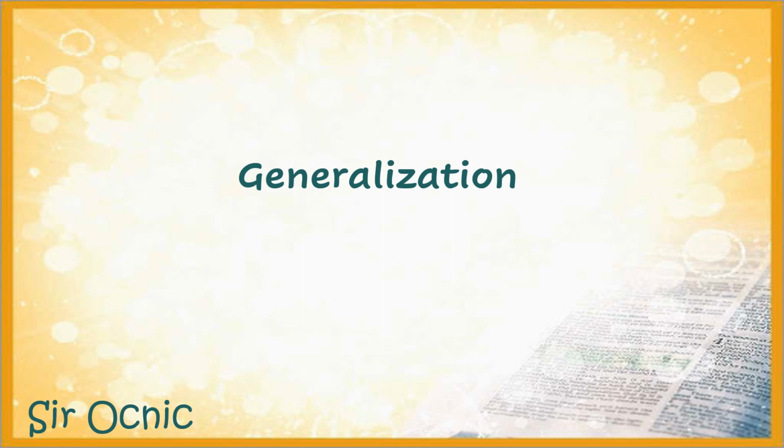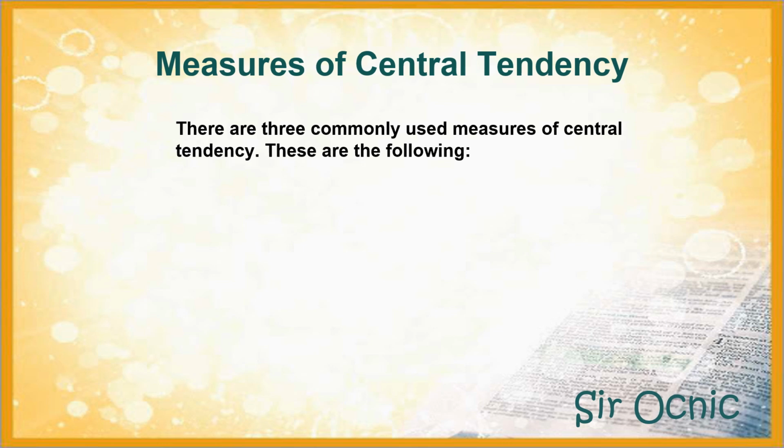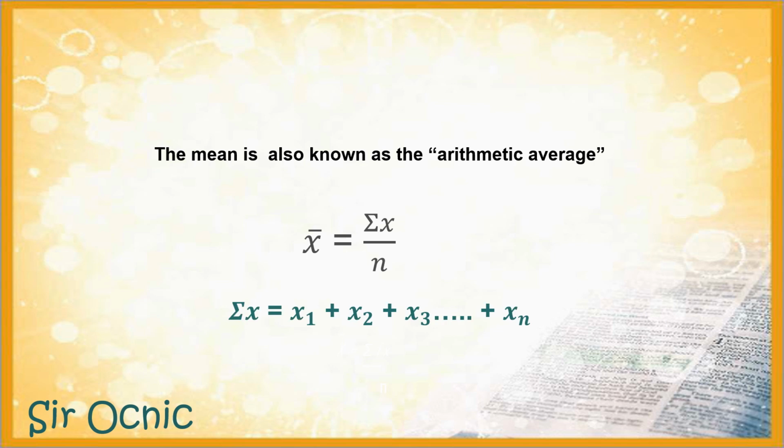Let us now summarize what we have discussed in this video. There are three commonly used measures of central tendency, and they are the mean, median, and mode. The mean is also known as the arithmetic average. The formula for the mean is equal to summation of x all over n, where n is the total number of data.